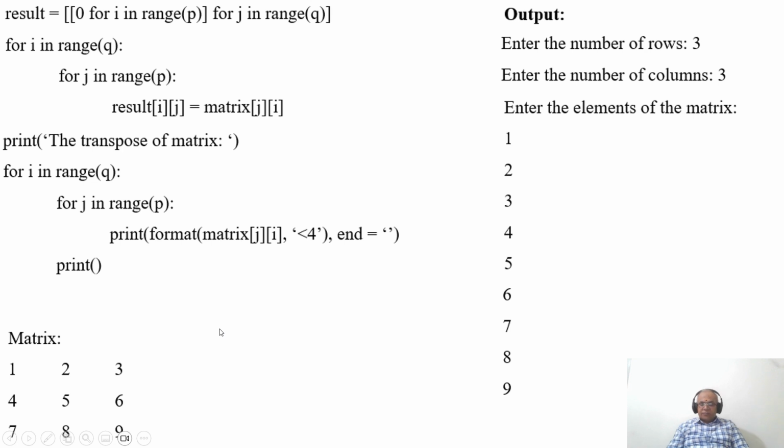So what is going to be the transpose? Transpose is 1 4 7, 2 5 8 and 3 6 9. So the transpose of the matrix is 1 4 7, 2 5 8 and 3 6 9. So this is how you will be able to execute the program.